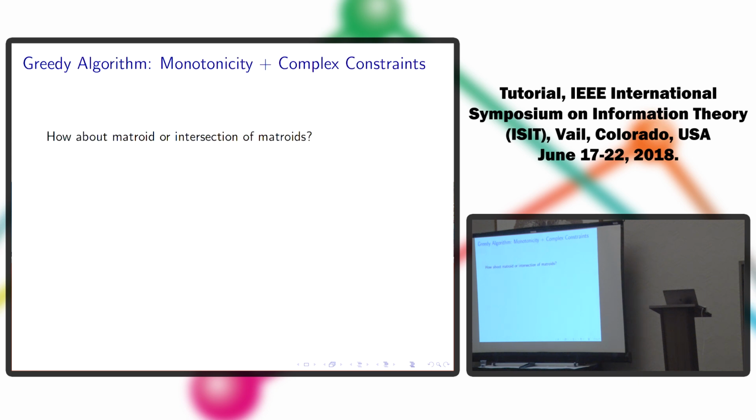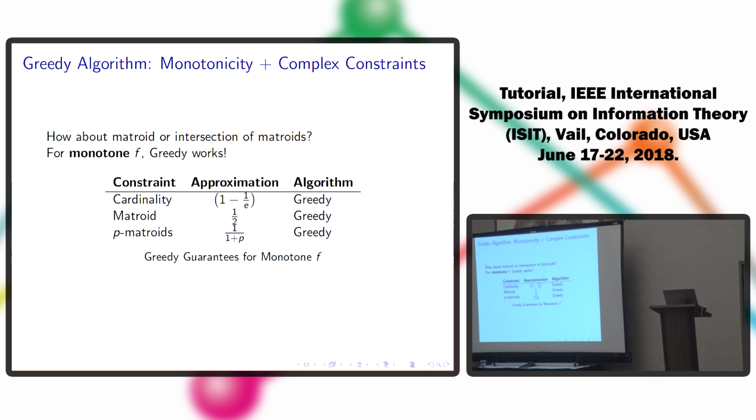Now how about the matroid or intersection of matroids? It turns out that the simple greedy algorithm is going to work in the following sense. It gives constant factor approximations, but they are not the best constant factor approximation. And we're going to see how we can actually get better than this. In particular, for the matroid, we are going to see that we can get exactly 1 minus 1 over e, but then we have to do a lot of work.